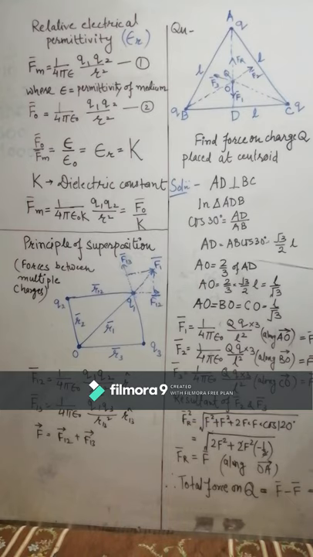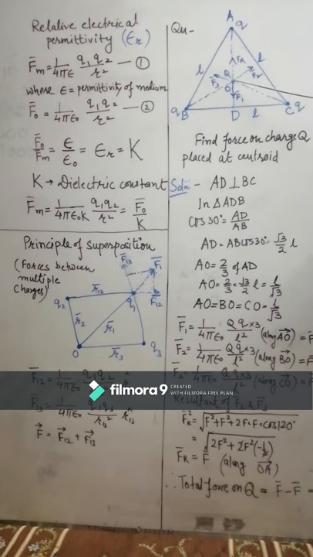Okay? And what is AD? AD is equal to root 3 by 2 L. So, we will get AO is equal to L by root 3. Is it clear? By symmetry, BO will be equal to L by root 3 and CO will also be the same. So, all AO, BO and CO are L by root 3. Distance between these charges are same.